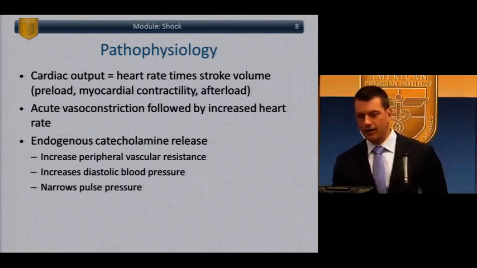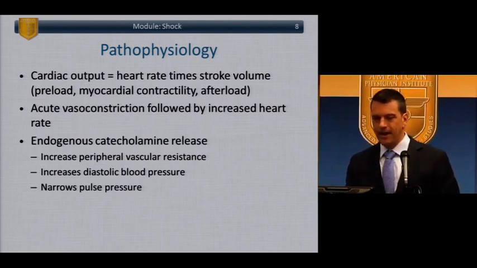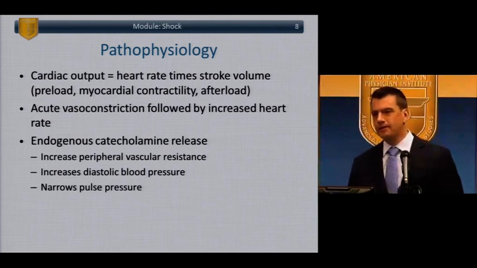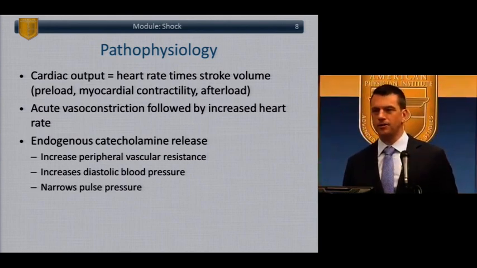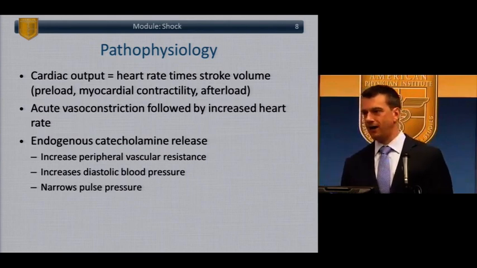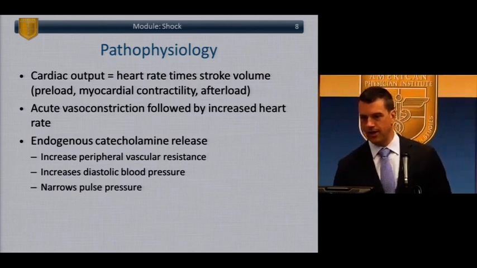There's an endogenous catecholamine release, which again increases peripheral vascular resistance, increases diastolic blood pressure, and narrows the pulse pressure. So when you see a narrowed pulse pressure, where that diastolic is suddenly up, that is the first sign of shock. Before you get to the tachycardia and the hypotension, narrowed pulse pressure can show up.